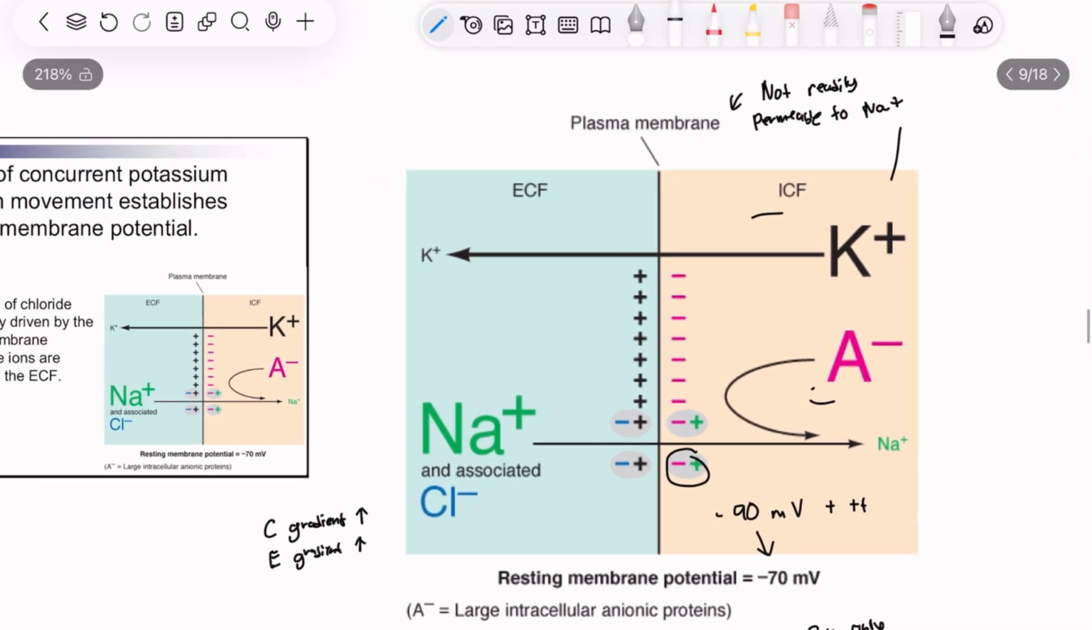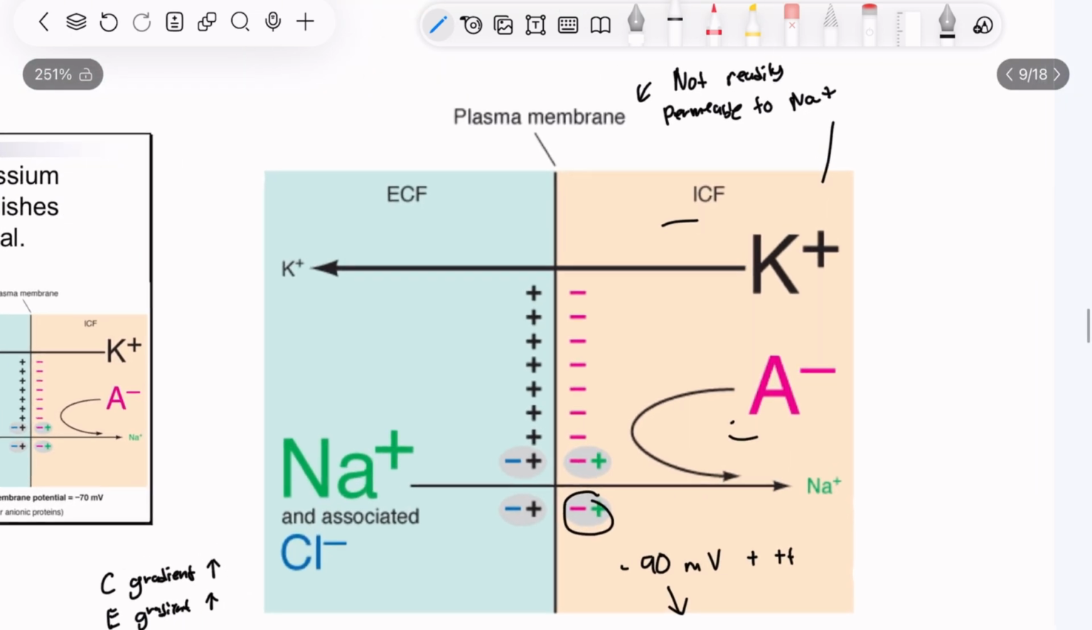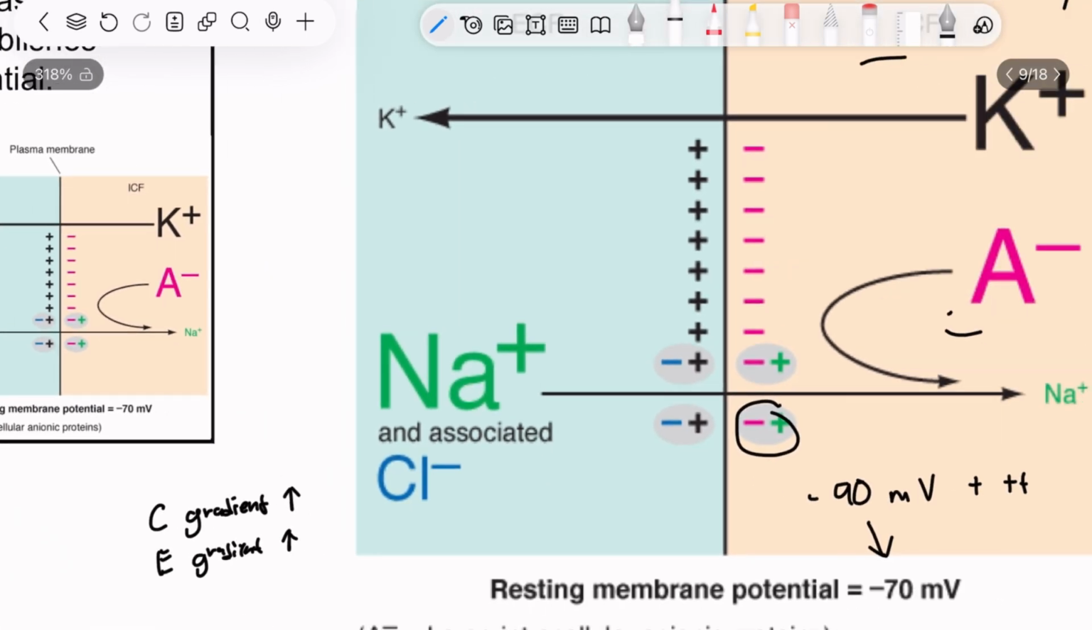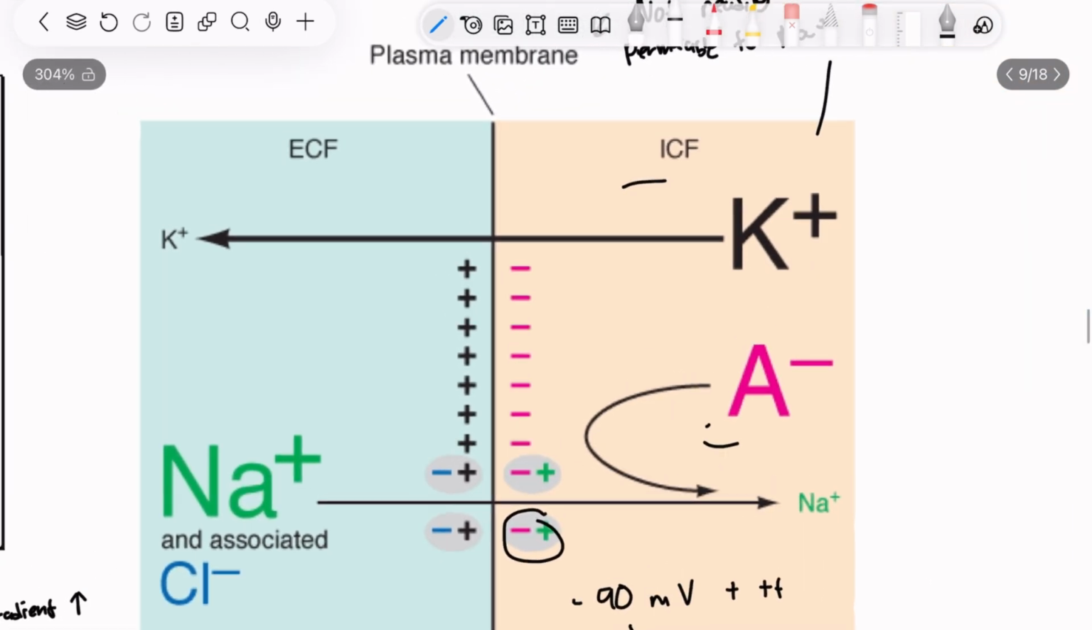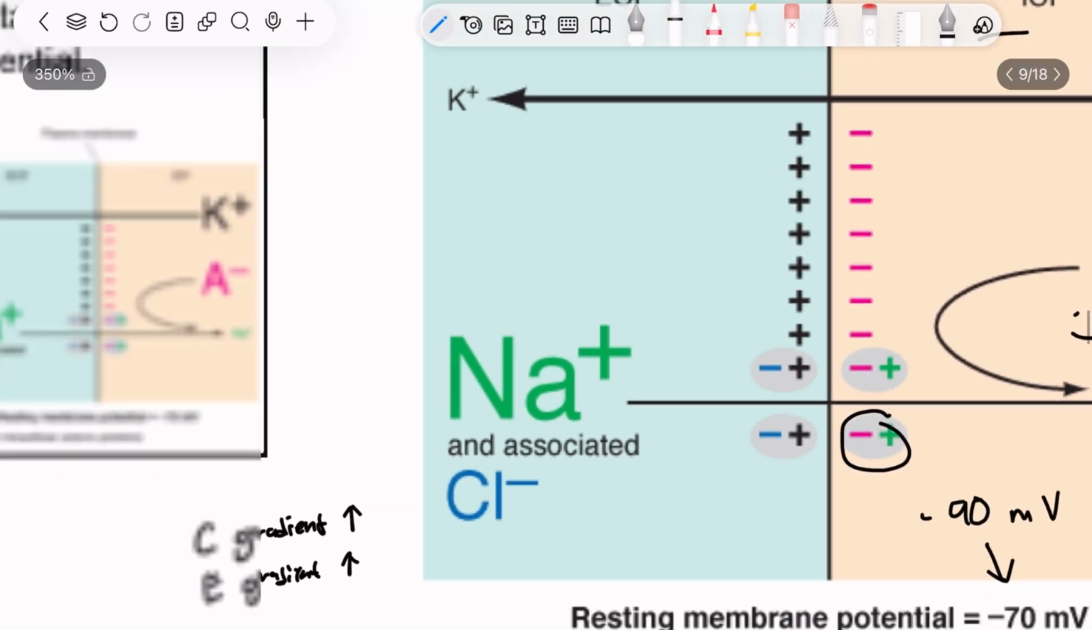Okay, so going over this image shows a resting membrane potential. It is basically the electrical difference across a cell's plasma membrane when the cell is not actively sending a signal. And when it is not sending a signal, it is measured at about negative 70 millivolts, meaning that the inside of the cell is more negatively charged than the outside of the cell. Okay, so the key players that we're going to be looking at are potassium, the anion right here, sodium, and chloride.